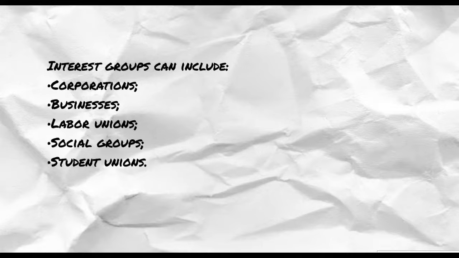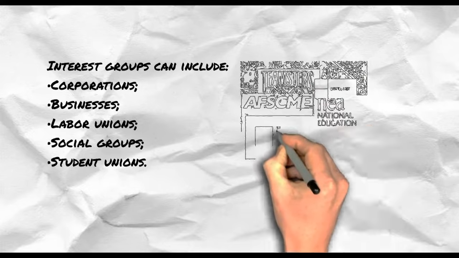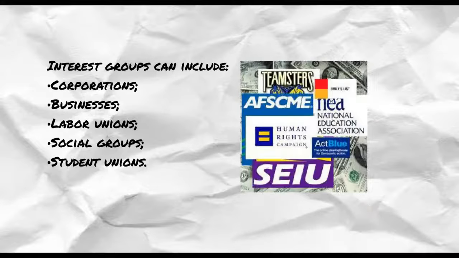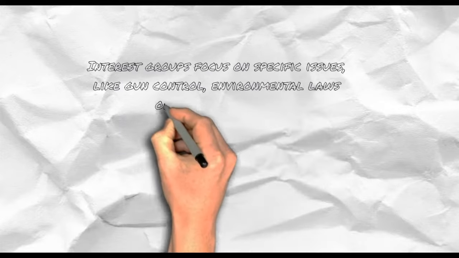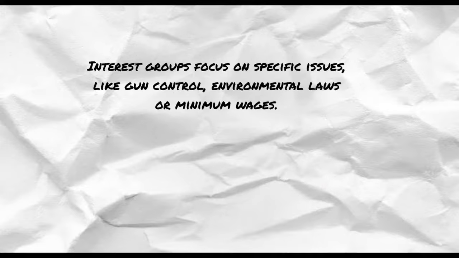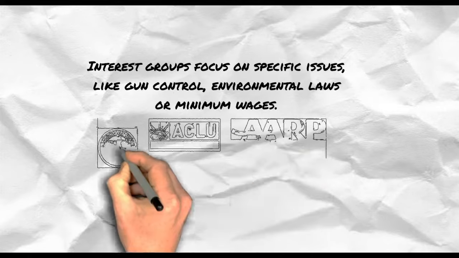Interest groups can include corporations, businesses, labor unions, social groups, even student unions. Interest groups focus on specific issues like gun control, environmental laws, or the minimum wage.